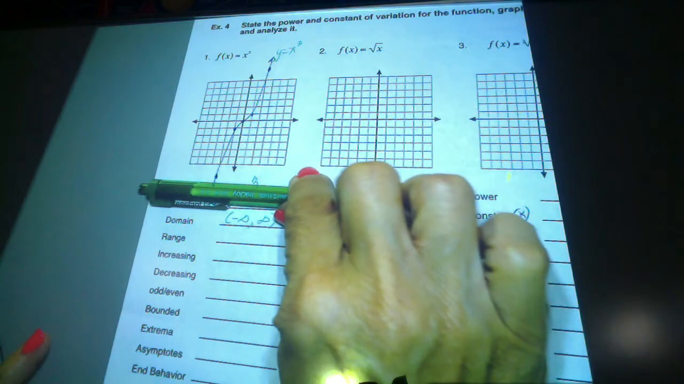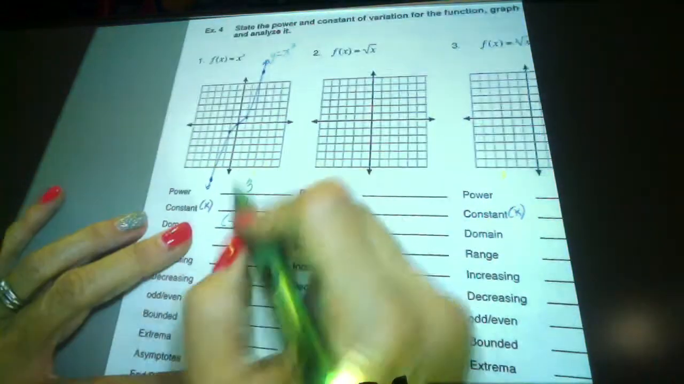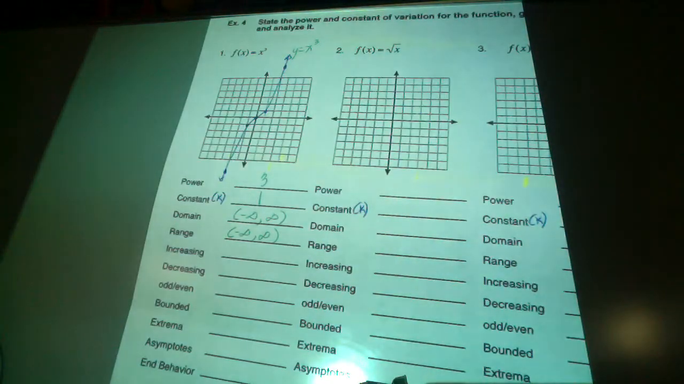Then for your range, it goes low to high. What is the bottommost y value? Negative infinity to positive infinity. So the range also is unrestricted. Just because the domain is unrestricted does not necessarily mean the range is, so you have to think about it. But there's no fraction here, so there's no horizontal asymptotes, no vertical asymptotes. So range is unrestricted.